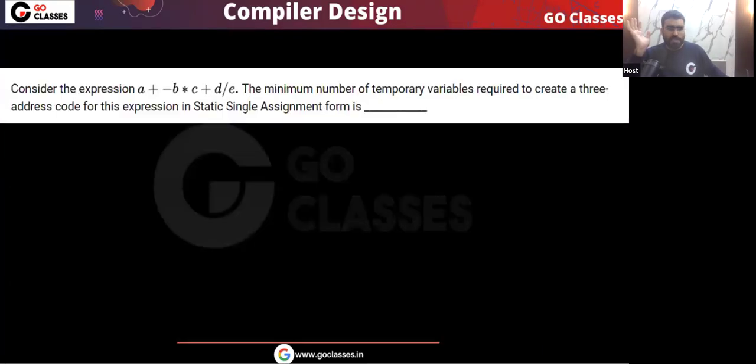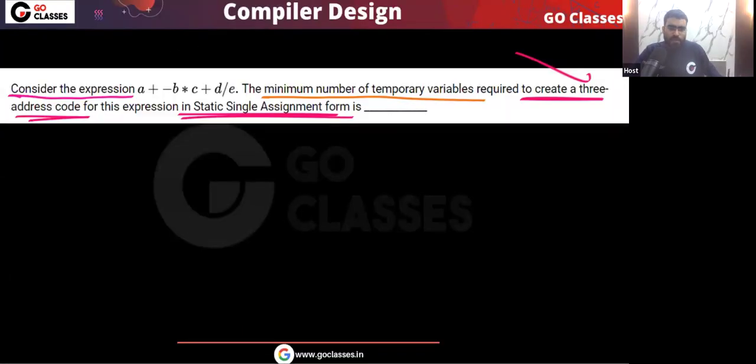So all these points we have seen. Let's see this final question. Tell me the answer for this question. Consider the expression A plus minus B, this is a unary operator, A plus minus B into C plus D by E. The question is asking the minimum number of temporary variables required to create a 3-address code in static single assignment form. I hope you understood the question.